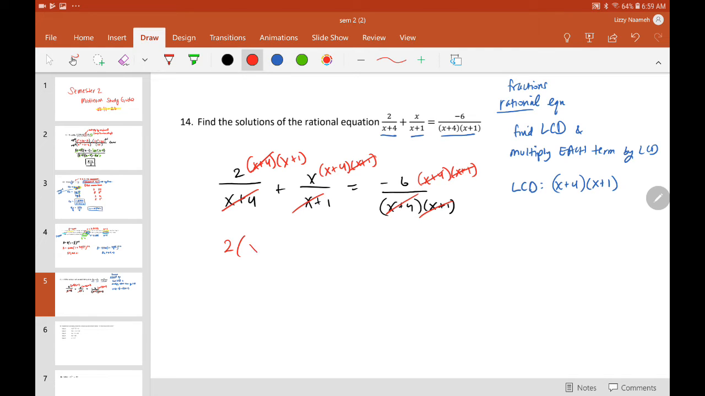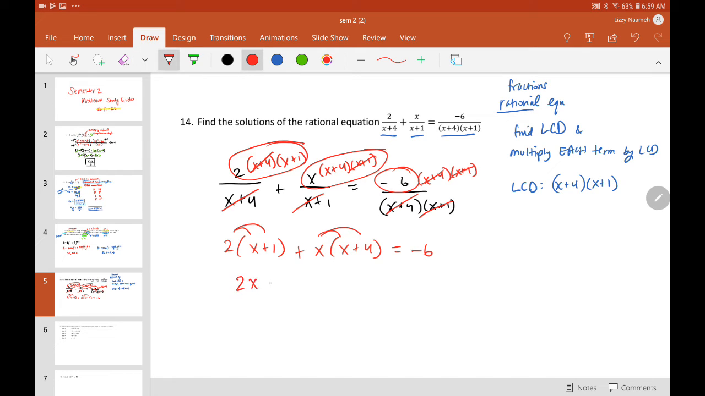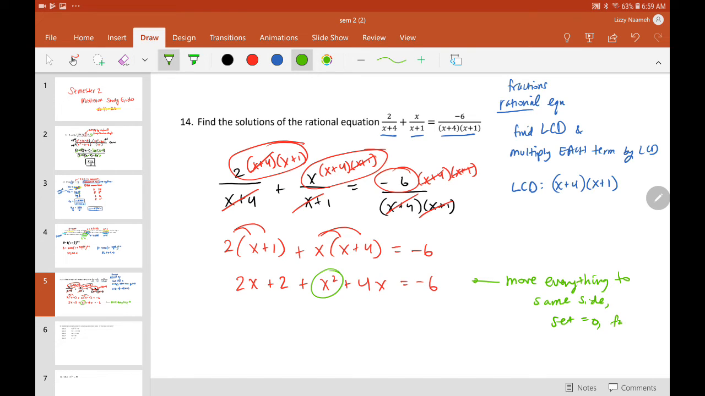So now we're left with 2 parentheses x plus 1, because that's what's left from here, plus what we're left from here is x parentheses x plus 4. And from the right side, we're only left with negative 6. So let's finish solving this for x. Distributing, I get 2x plus 2 plus x squared plus 4x equals negative 6. And since I'm dealing with a quadratic, I'll move everything, all of the terms, to the same side and set it equal to 0 so I can factor.